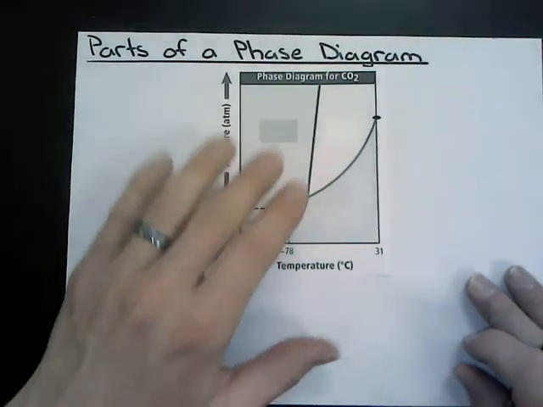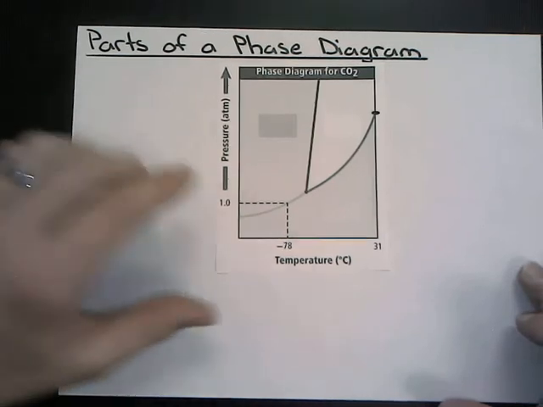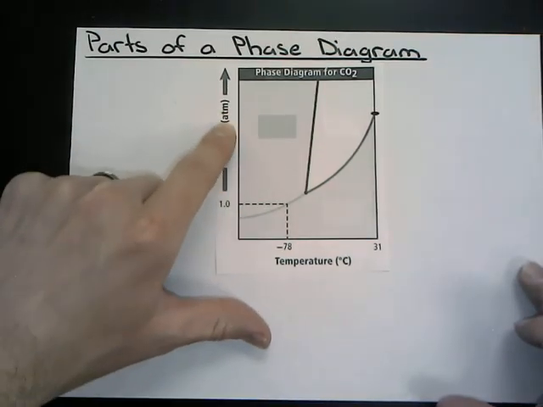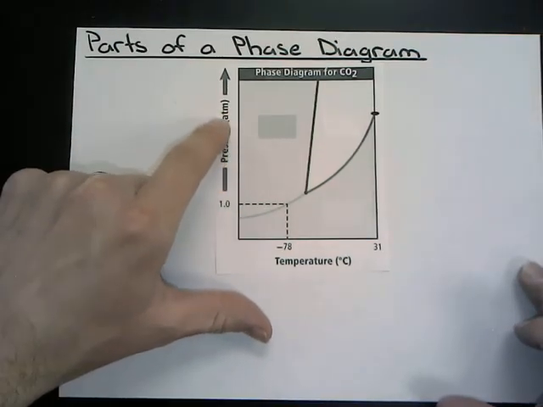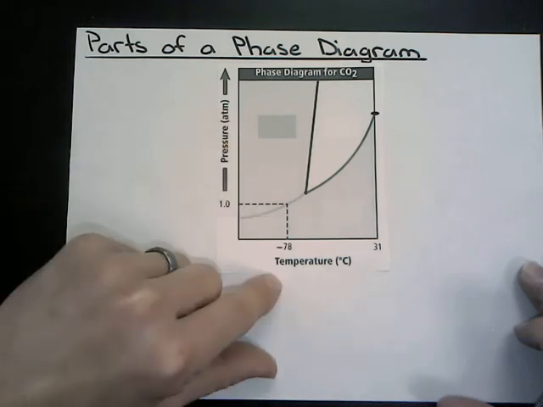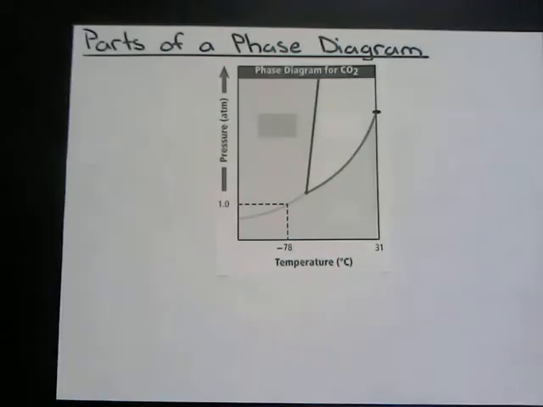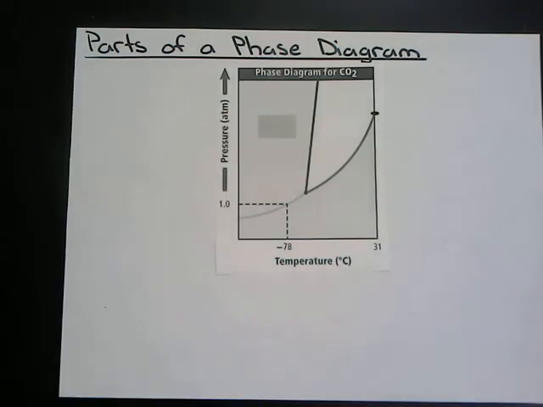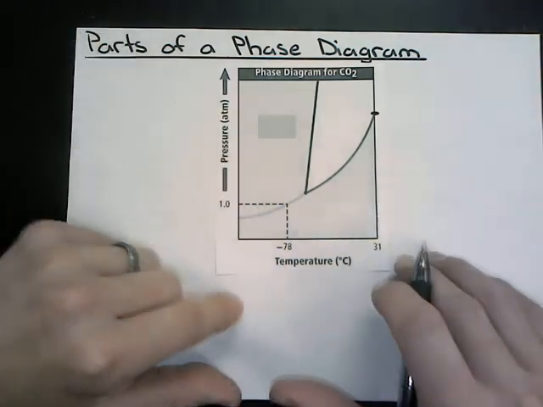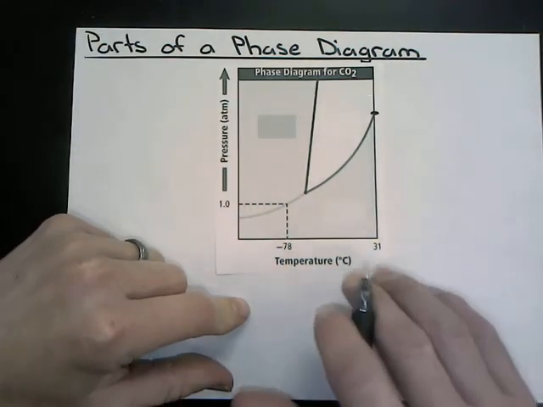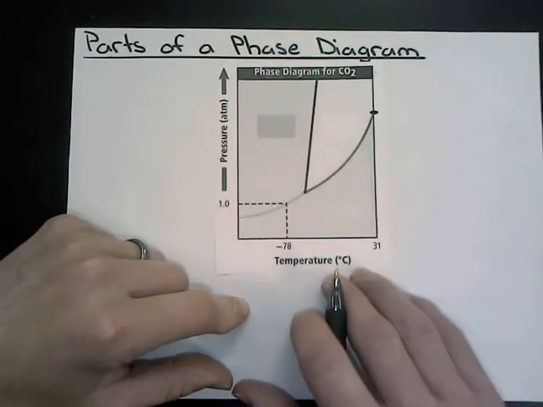So we start out here with our phase diagram. And we can see on the y-axis, we have the pressure, which is in the units of atmospheres, and then the temperature, which is on the x-axis, and it is in the unit of degrees Celsius. Now, we're going to start off by labeling each region that is composed of a phase diagram.